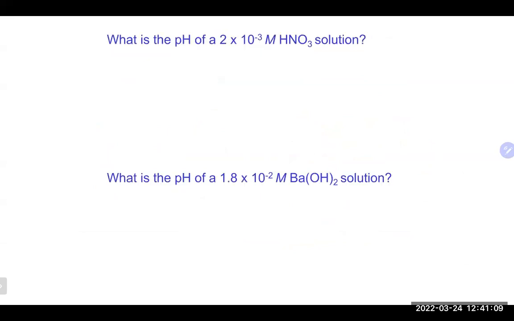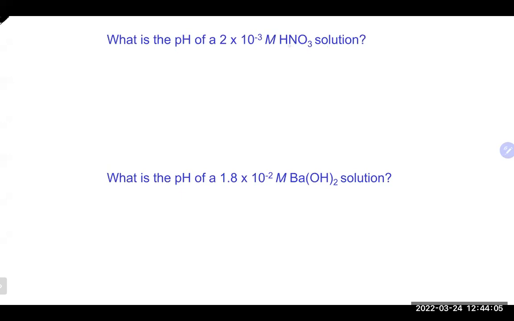All right, so why don't we try a couple there? What is the pH of 2 times 10 to the minus 3 molar nitric acid and 1.8 times 10 to the minus 2 molar barium hydroxide? These are both strong acids and a strong base. So take a second or two or a few minutes and see what you come up with. Okay, let's take a look.